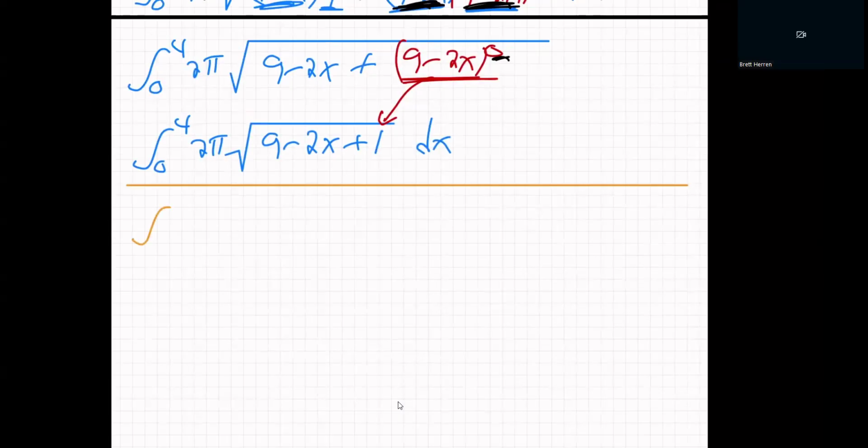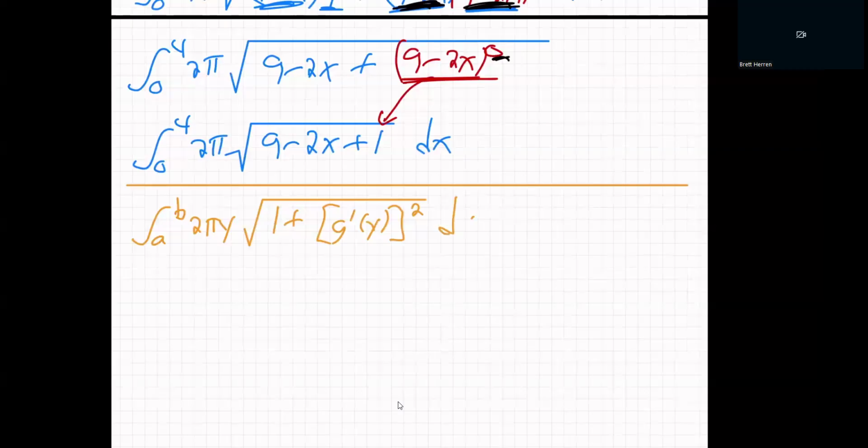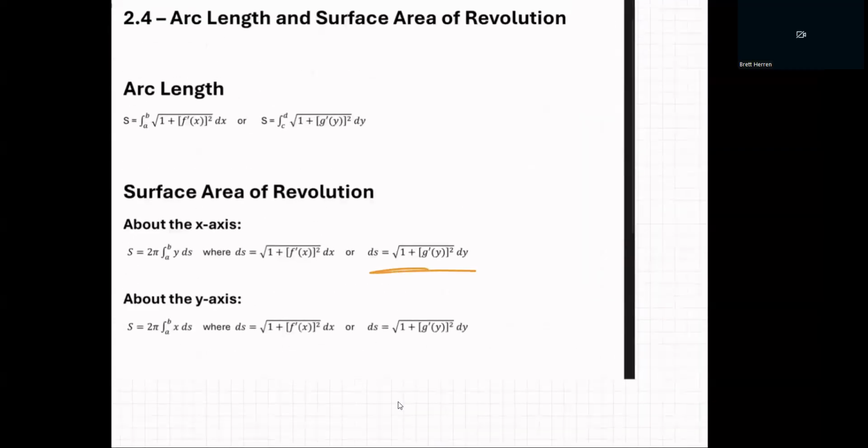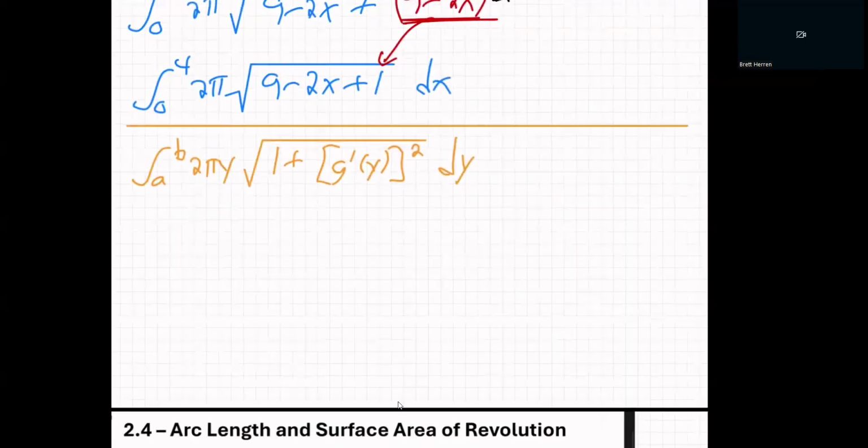Okay. So it's going to be the integral from a to b, 2 pi y, and then this is the other one. It's going to be the square root of 1 plus g prime of y squared dy. So I just grabbed this formula right here and I put the whole ds right there. Okay. So now this is the dy. The last one was dx, everything had to be in terms of x. This is dy, everything's got to be in terms of y.